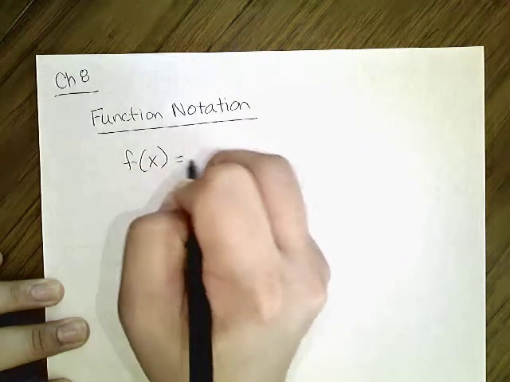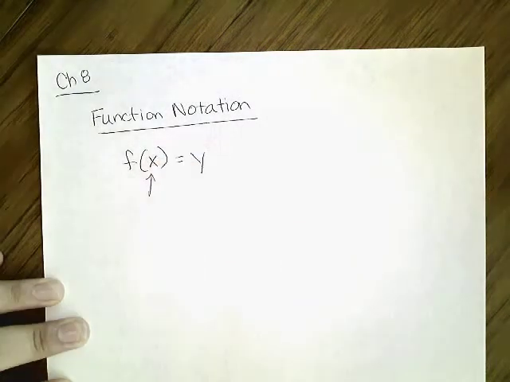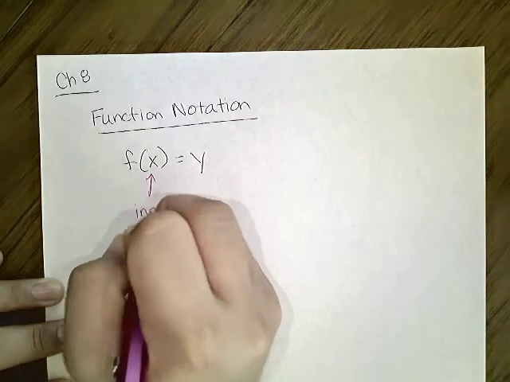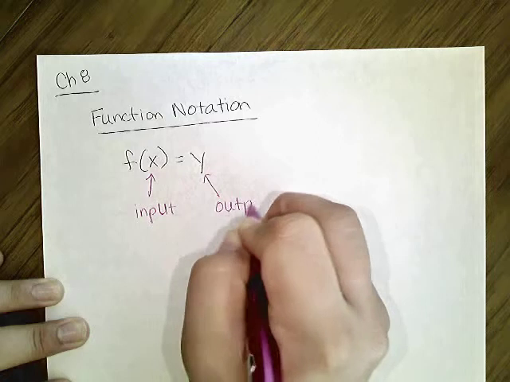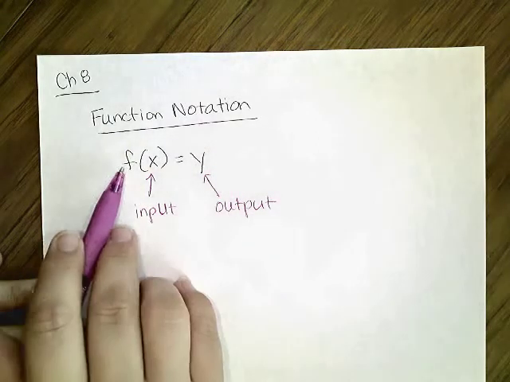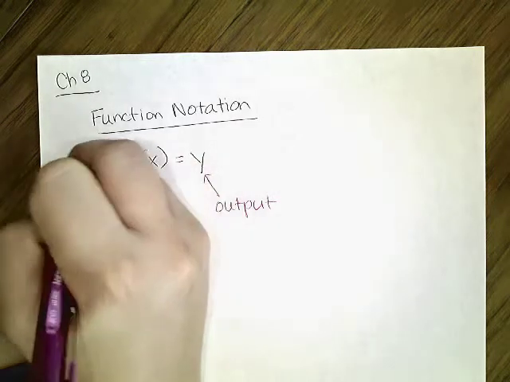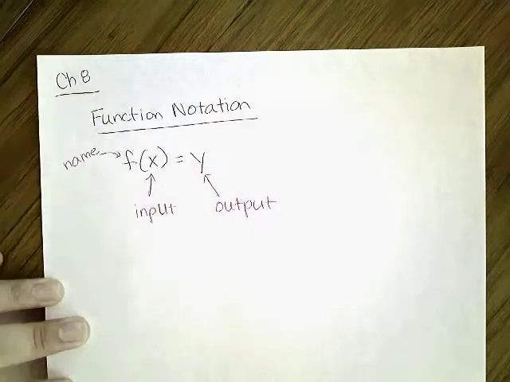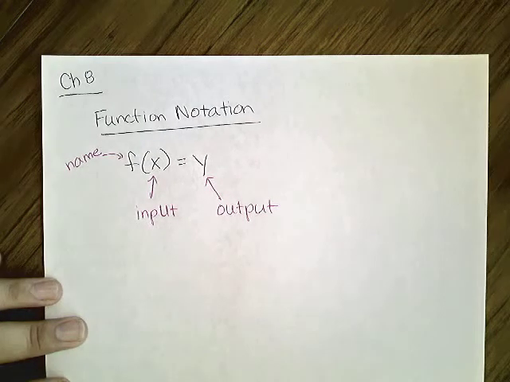For instance, here is a standard function notation, f of x equals y. The x represents our input, whereas the y represents the output. And you can sort of think of a function like it's a machine. So this function is a machine that's named f. The typical function names are f, g, h, things like that.